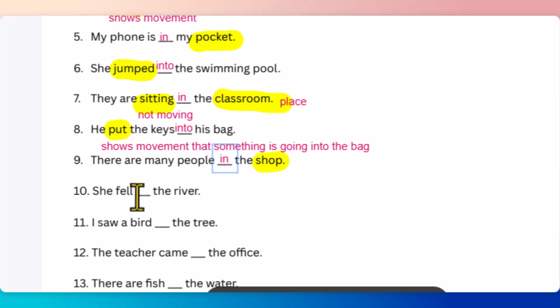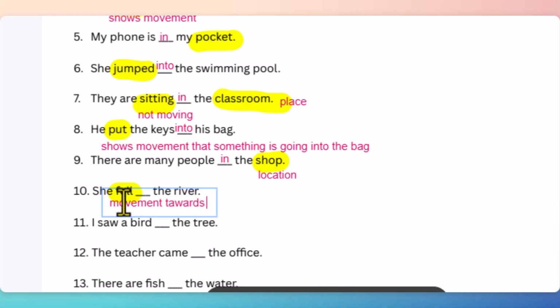Number 10, she fell in the river. So fell already tells us that it is some form of movement on the person's part. In this case, they are falling into the river, so movement towards the river, meaning they're going inside the river. So which one has movement? Into. She fell into the river.